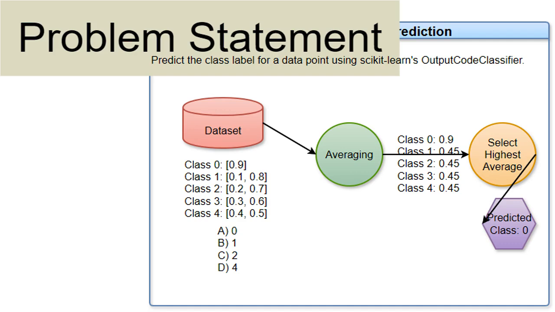The problem describes a multi-class classification task using scikit-learn's OutputCodeClassifier. We're given predicted probabilities for 5 classes, 0 to 4, from 2 internal binary classifiers. The goal is to determine the predicted class label by averaging the probabilities from the 2 classifiers for each class and selecting the class with the highest average probability.